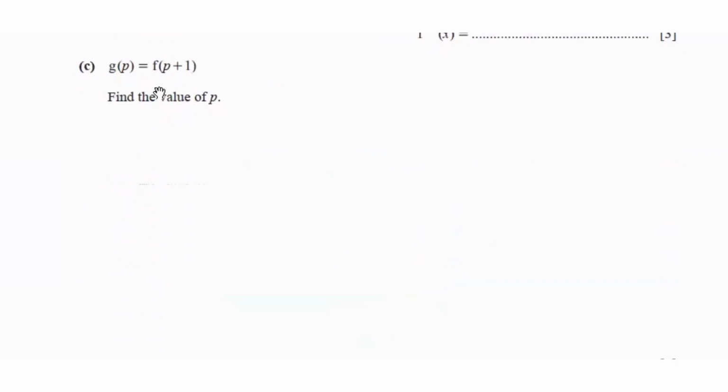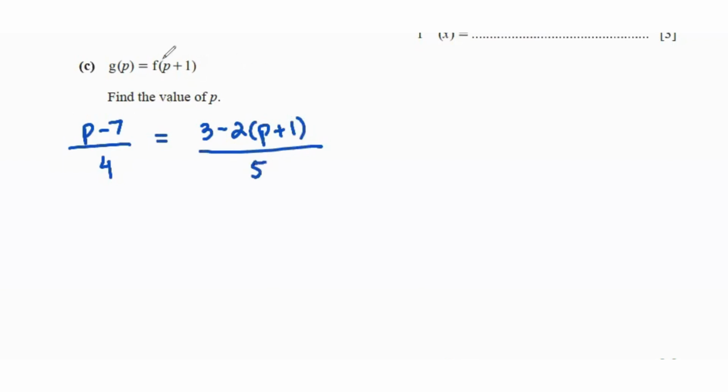g of p equals f of p plus 1. Find the value of p. So g of p is going to be p minus 7 over 4. We replace the x of g with p. And f of p plus 1 is going to be 3 minus 2 times p plus 1 over 5. In this case, we replace the x of f of x with p plus 1.